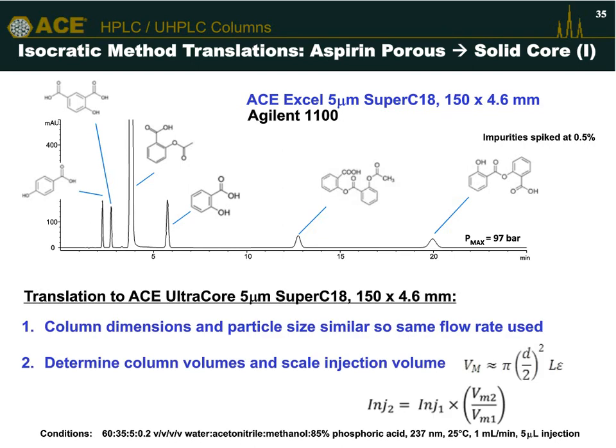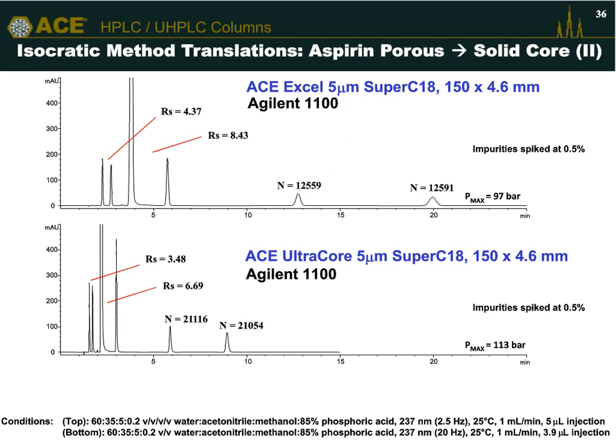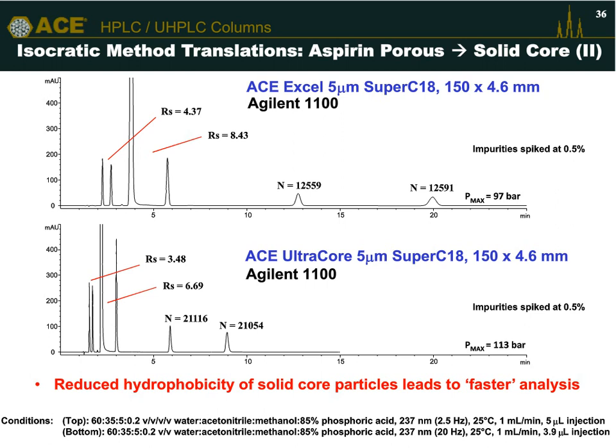This is isocratic translation. So we're looking to account for the column volumes, and scale the injection volume to give us a similar separation. And we can see here, when we go from the porous particle on the top, on a standard Agilent 1100 HPLC, to the ultra-core in the bottom separation, we can see we get pretty good conversion. We get a faster separation, and this is due to the reduced hydrophobicity of the solid core particles.